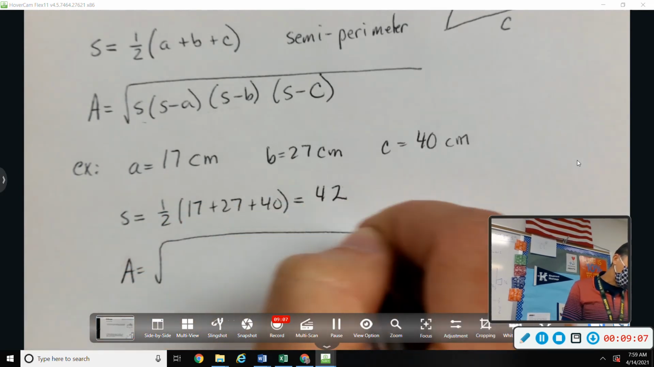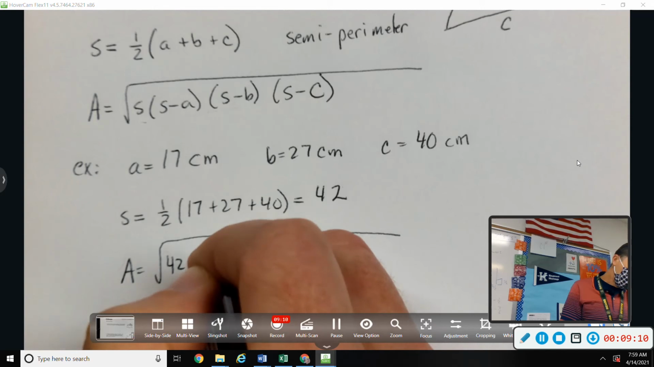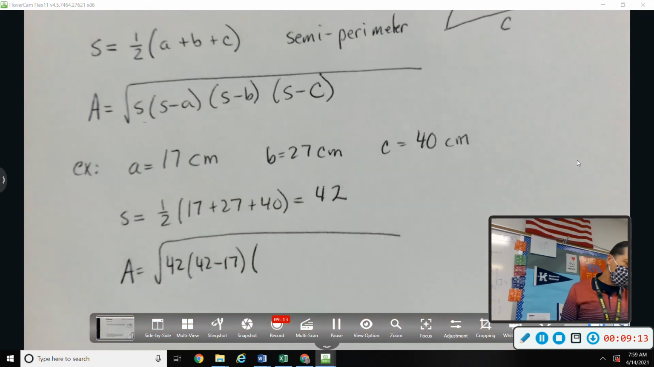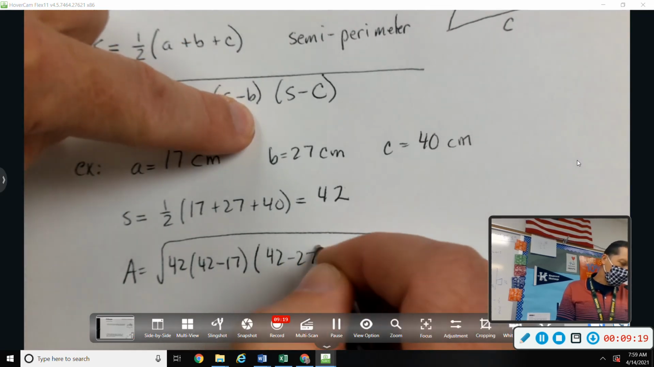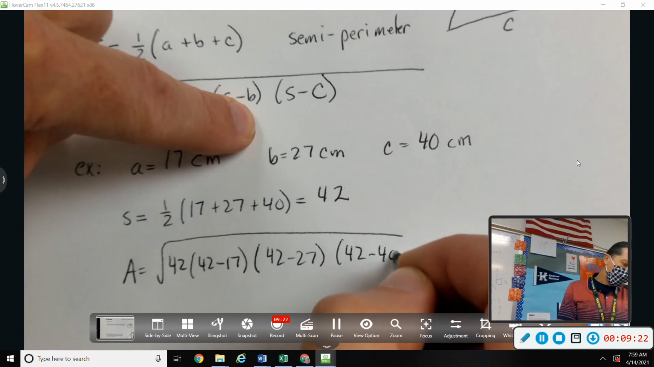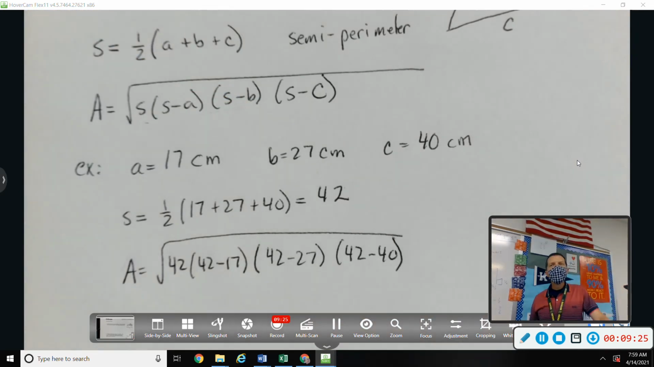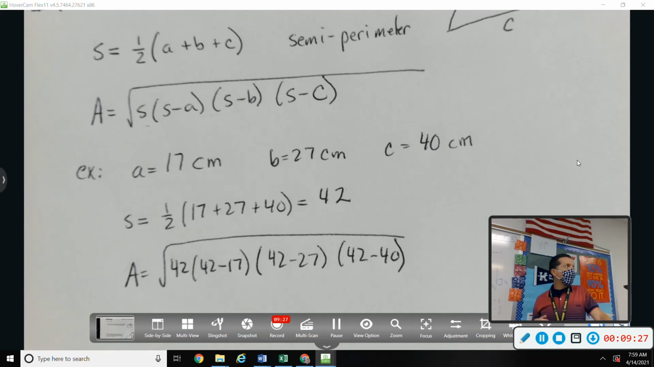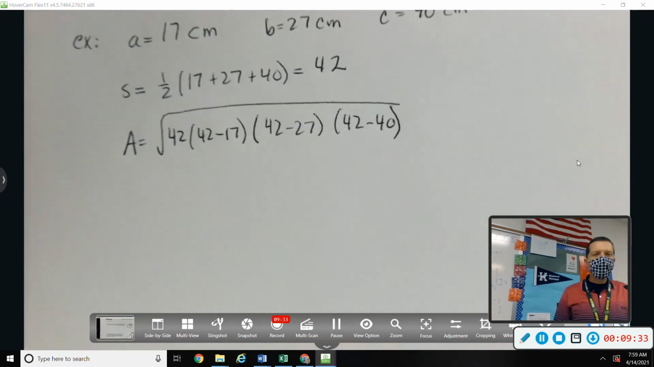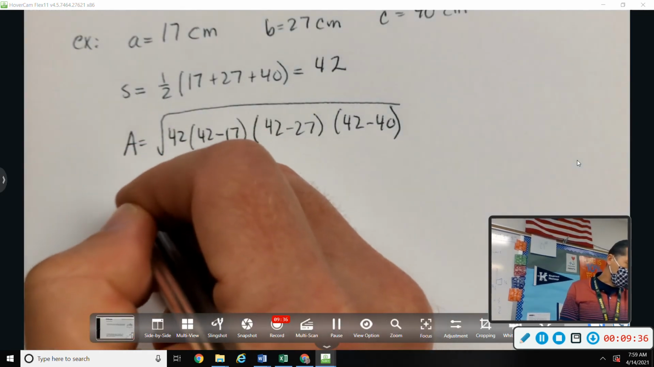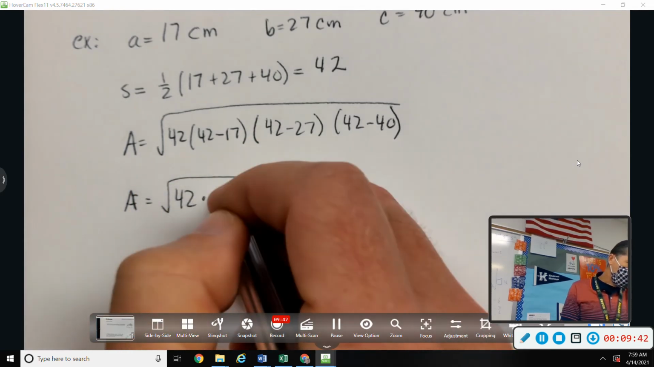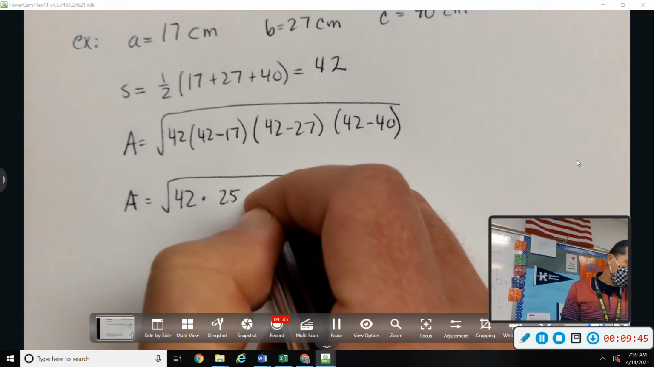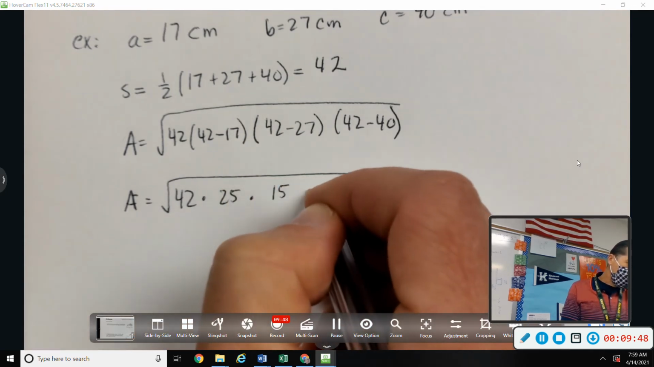And the area would be 42 times 42 minus 17. Just going to go side by side by side here. 42 minus 27 and 42 minus 40. And I guess as usual, at what point you go to the calculator is kind of up to you. You could go to the calculator with that, but that'd be lots of parentheses. I would do one more step on my own before I went to the calculator. 42 times, well, I say I would, I better be careful, 25 times 15 times 2.